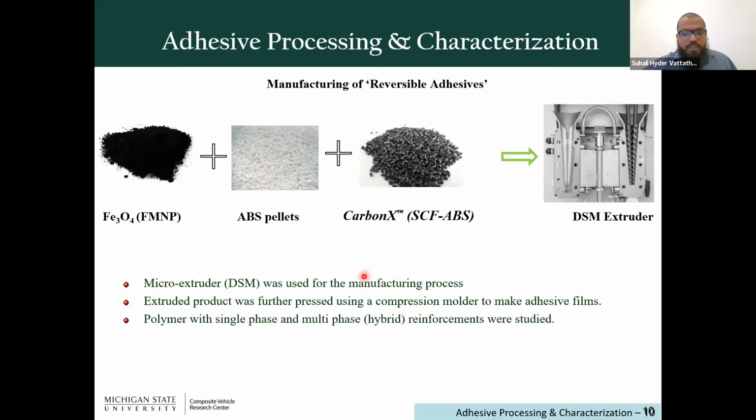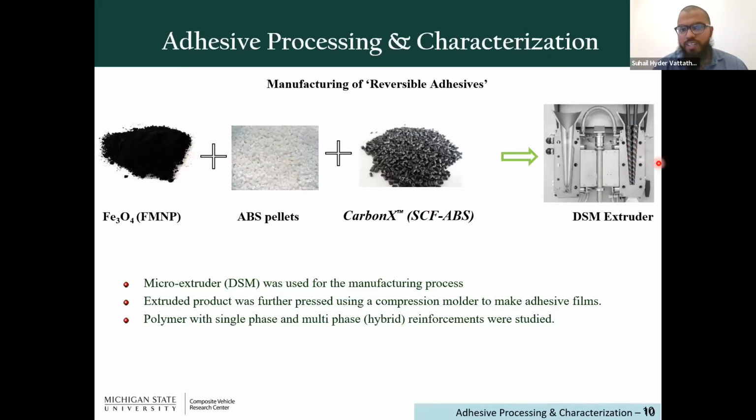As I said, we have used ABS as the thermoplastic, and we have two different nanoparticles. We used a DSM micro extruder to manufacture the reversible adhesive. We fed into this extruder a combination of ABS pellets mixed with the right weight percent or volume percent of the nanoparticles, and the extruder is at the melting temperature of ABS.